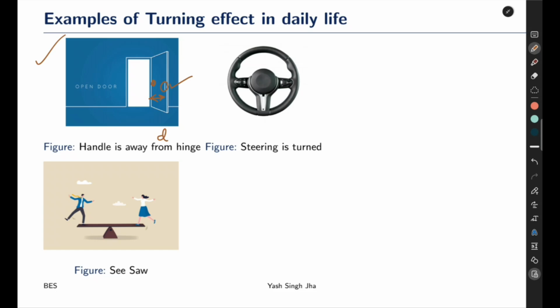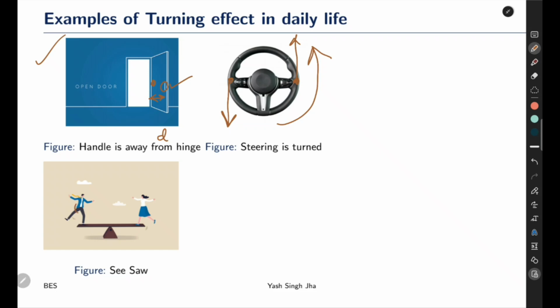Yes, the steering is turned by applying a torque. How? One hand is here and it applies a force in upward direction. The other hand is here and it applies a force in downward direction. Both these forces rotate or turn the steering wheel.